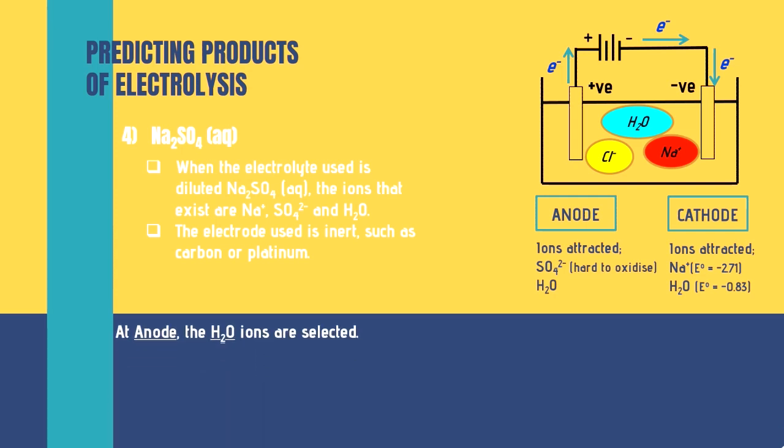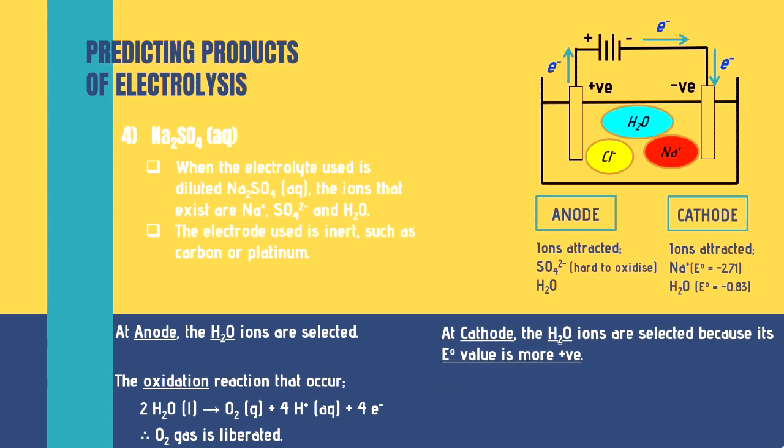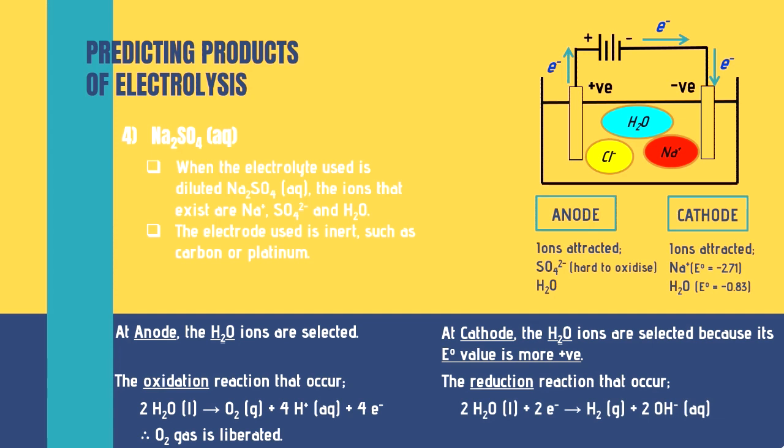At the anode, only H2O is selected to be discharged because the SO4 2- ions are very hard to oxidize. Therefore, the H2O will undergo oxidation and oxygen gas is liberated at the anode. On the other hand, at the cathode, H2O is selected to be discharged because its E0 or SRP value is more positive than that of the Na+ ions. The H2O will undergo reduction so that hydrogen gas is liberated at the cathode.